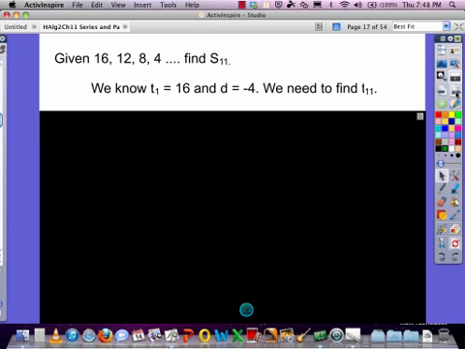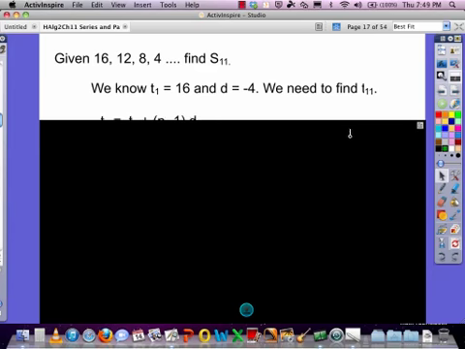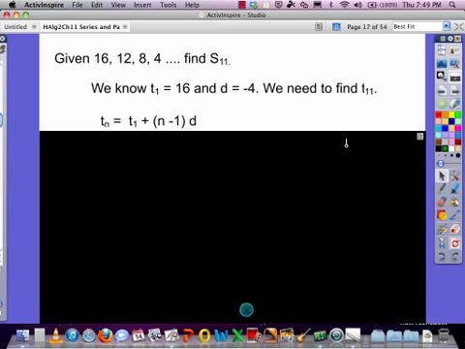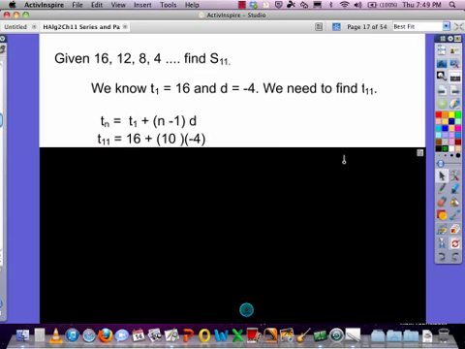So we would have to use the formula for finding the 11th term, and the explicit formula is the quickest because that'll get us there directly. T sub n equals t sub 1 plus n minus 1 times that constant difference. Let's plug in what we know. T sub 1 is 16. We want to find 11 terms, so n minus 1 is 10. Constant difference is negative 4. Do the multiplication first, then add the 16 on.